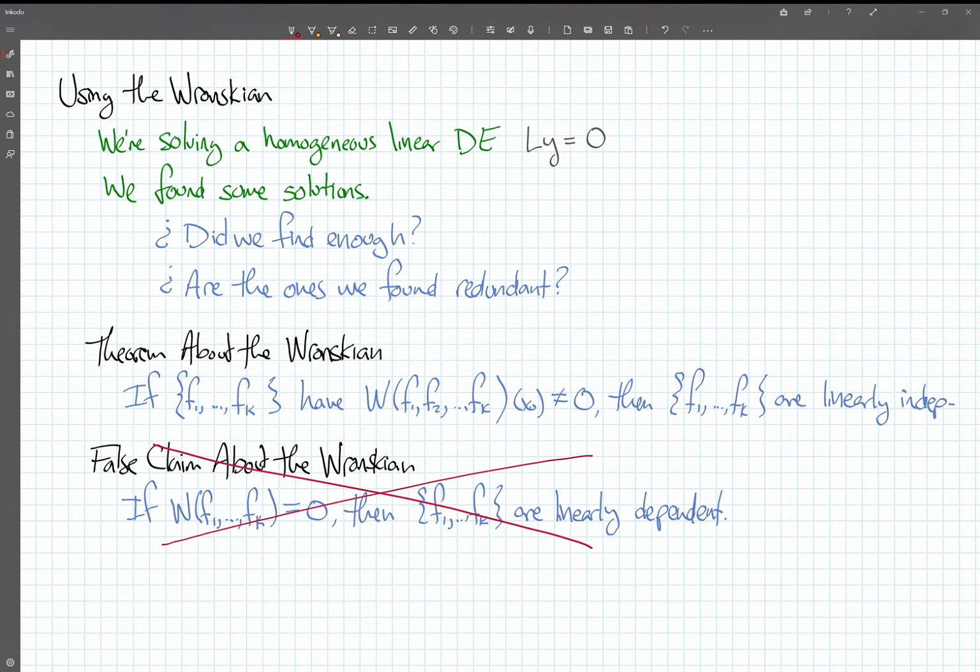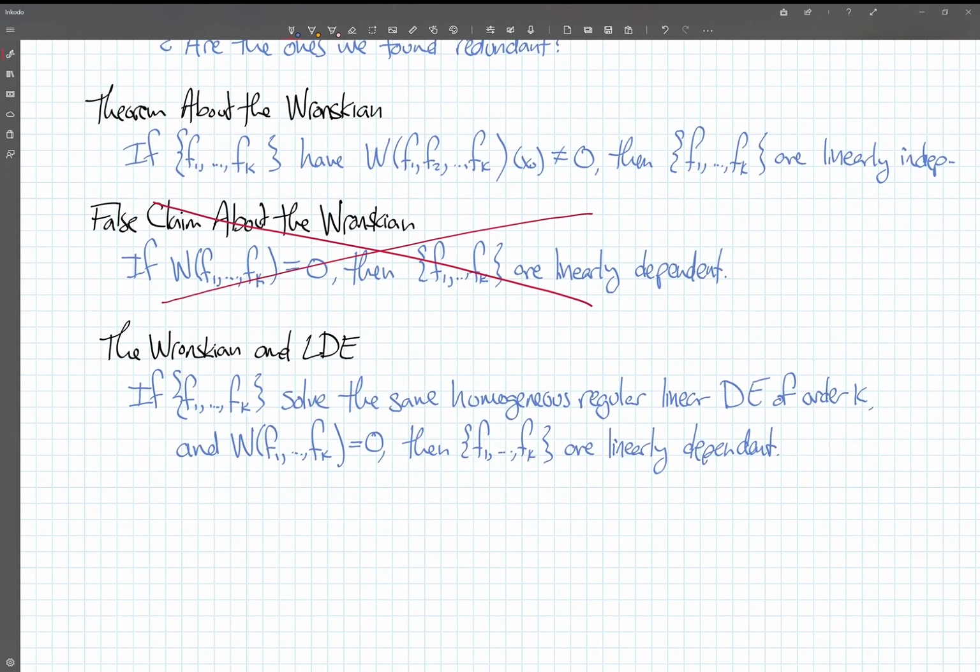It turns out that by a miraculous stroke of luck, there is a nice fact about the Wronskian as it relates to solving linear differential equations. If you happen to know that the functions you're testing all satisfy the same homogeneous regular differential equation, and that equation has order k, the same number as functions you're testing, then if the Wronskian is 0 everywhere, you can in fact conclude that those functions are linearly dependent. Our chief concern here is solving systems of linear differential equations, which means that the Wronskian is pretty fantastic for us. So let's work that out in a particular example.